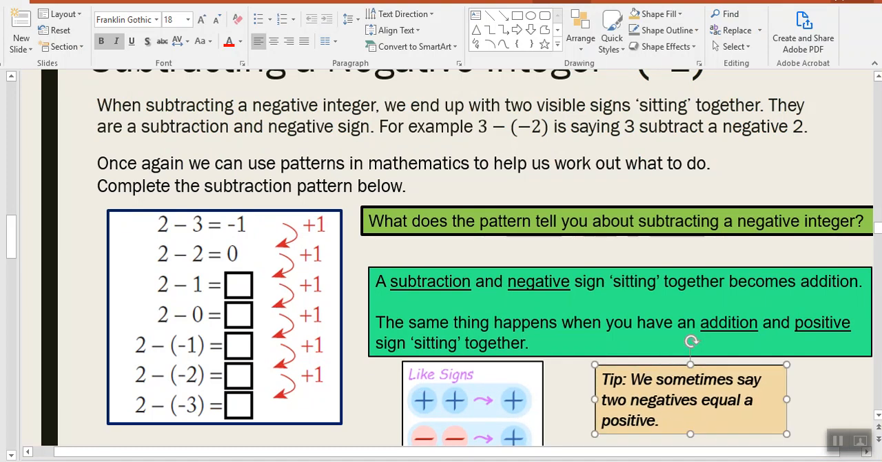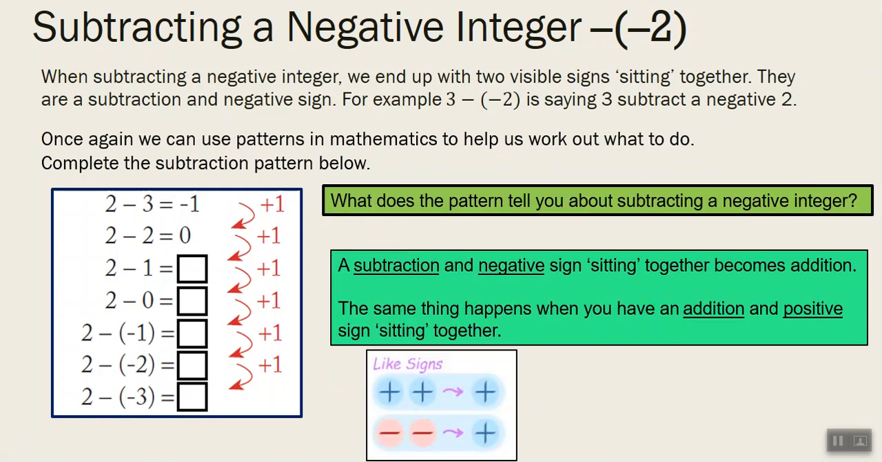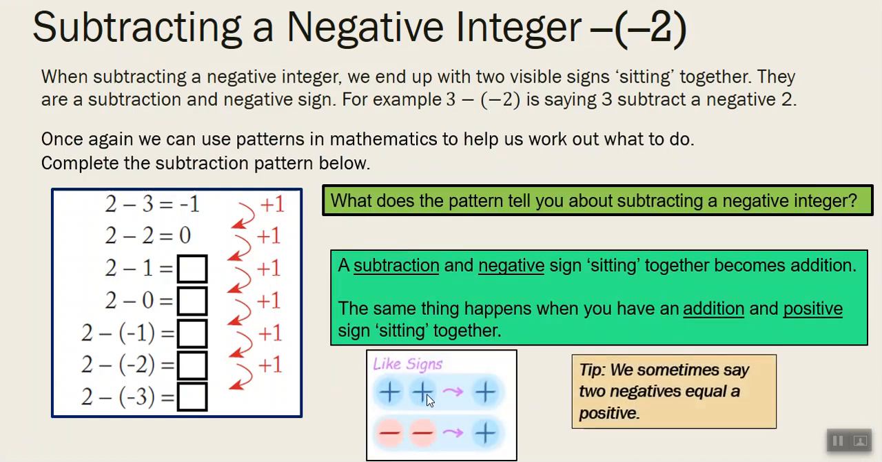That should work. When we have like signs, so in this case, we've got the same signs. So we can say two positives or a plus and a positive. They become a plus or a positive. And here we've got two negatives become a positive. Or we can say a subtraction sign in this case and a negative sign become addition. It just depends on what you're looking at. So we sometimes say two negatives equal a positive as well. And when we work with multiplication and division, we'll use that as well. So please make sure we write down all of these important notes. And now that we know what to do, let's try some questions.